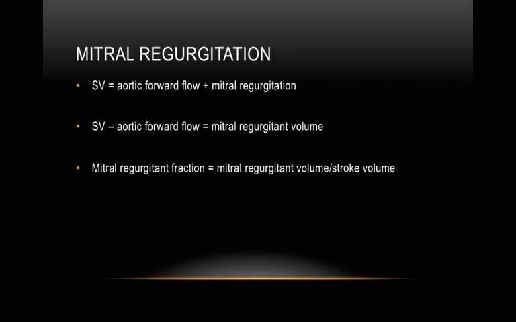The stroke volume minus the aortic forward flow equals the mitral regurgitant volume. So the mitral regurgitant fraction equals the mitral regurgitant volume divided by the stroke volume. So if you know the aortic forward flow and you know the stroke volume, you're able to calculate the mitral regurgitant fraction, and it doesn't matter how eccentric the jet is.